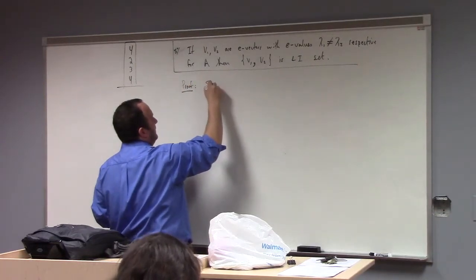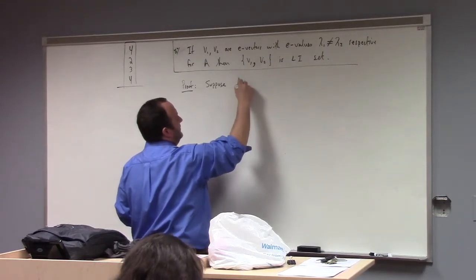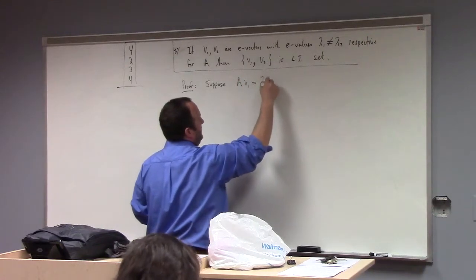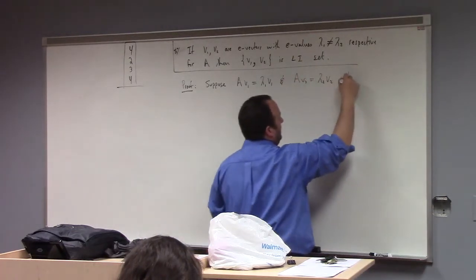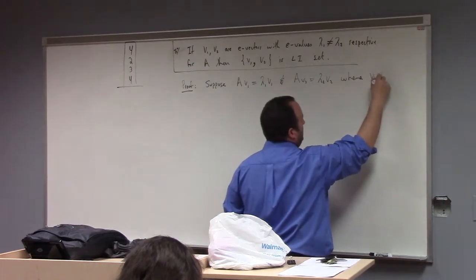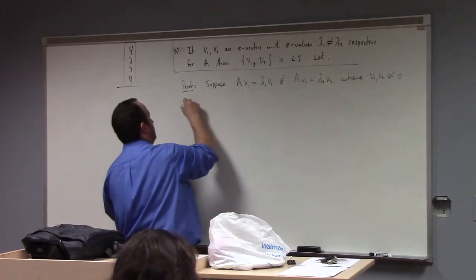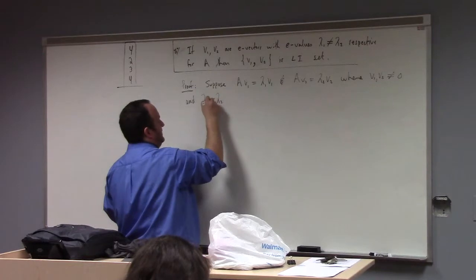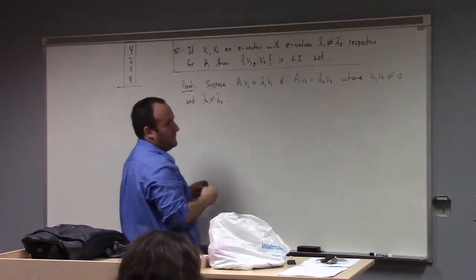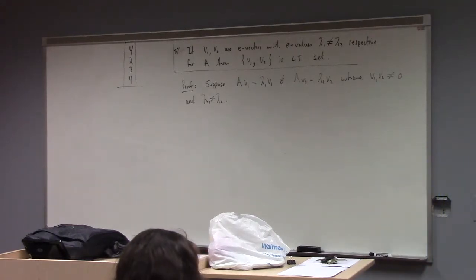So, let's suppose that Av1 equals lambda 1 v1 and Av2 equals lambda 2 v2, where v1 and v2 are what? Not equal to 0, and my eigenvalues, lambda 1 and lambda 2, are distinct, all right? That's the data that I'm working with. I should assume that at the start of the proof, because this is a direct implication proof. We start by assuming what the data is that we're given.